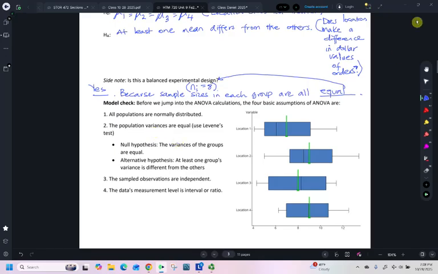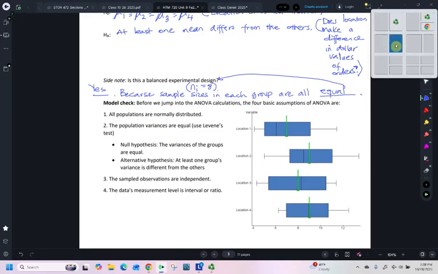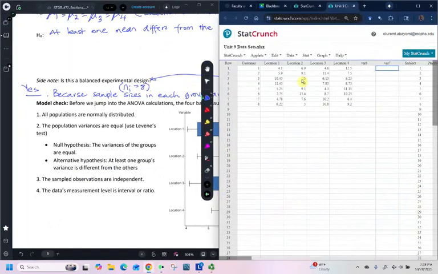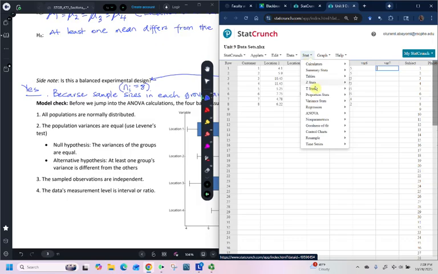To do that, let me do this. So I'm going to grab this, and I already have the data set in StatCrunch. And I can see the different customers, 1 to 8, and the dollar values of their orders in each of the 4 locations. With that said, let us go to Stats, then we go to Analysis of Variance. Since we only are considering one factor, namely location, we need just a one-way ANOVA.